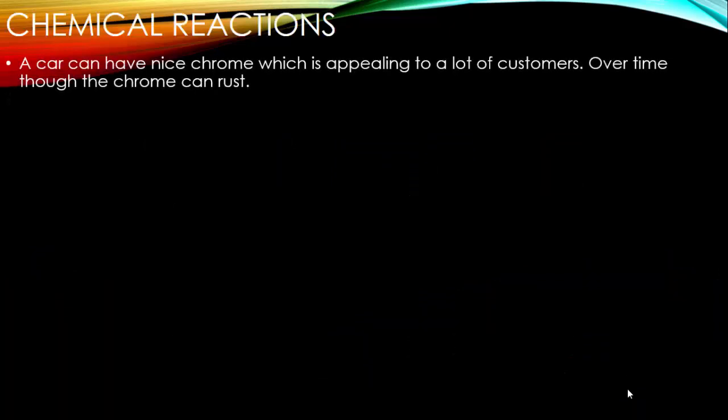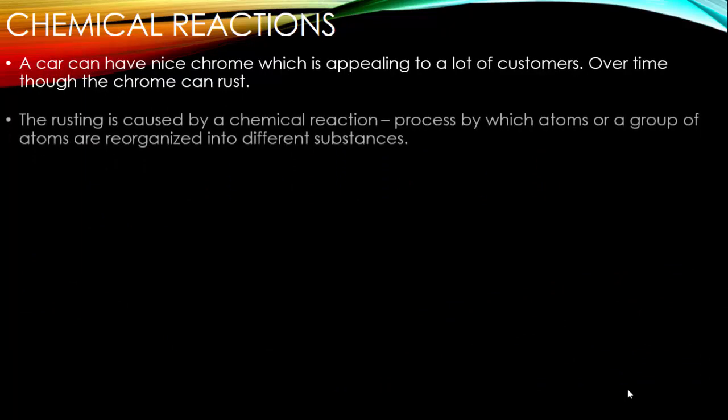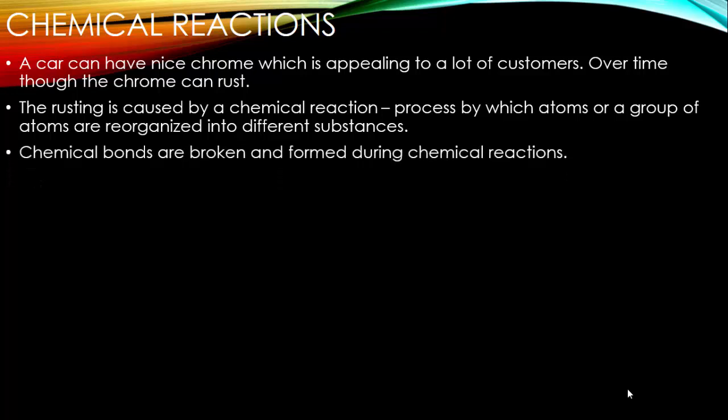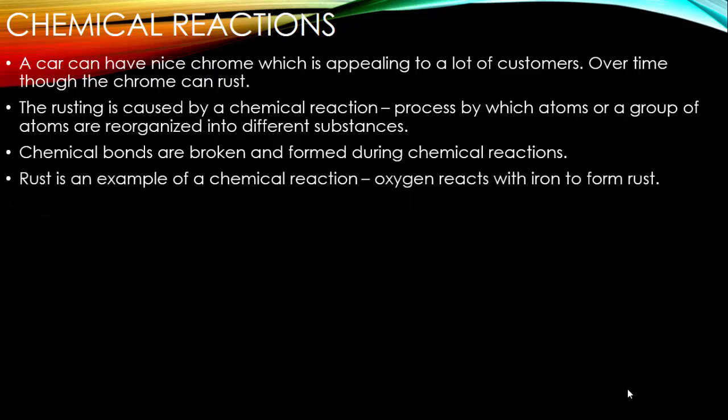So chemical reactions. Now, a car can have nice chrome, which is appealing to a lot of customers. Over time, though, the chrome can rust. Now, that rusting is caused by a chemical reaction. And a chemical reaction is a process by which atoms or a group of atoms are reorganized into different substances. Chemical bonds are broken and formed during chemical reactions. Rust is an example of a chemical reaction. The oxygen is reacting with iron to form rust.